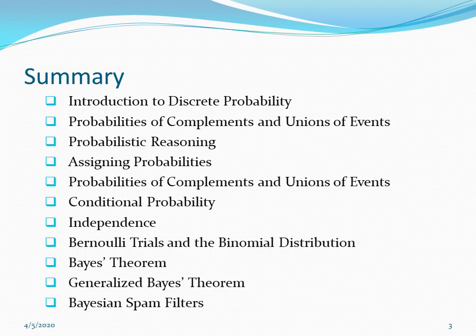The sections that we will cover are the following: Introduction to Discrete Probability, Probabilities of Complements and Unions of Events, Probabilistic Reasoning, Assigning Probabilities, Conditional Probability, Independence, Bernoulli trials and the binomial distribution. The last three topics will not be covered in this course. Bayes' theorem is optional material. You can read it if you're interested, but it's not included in the course.